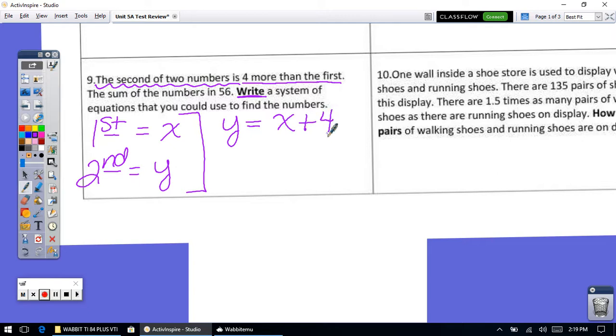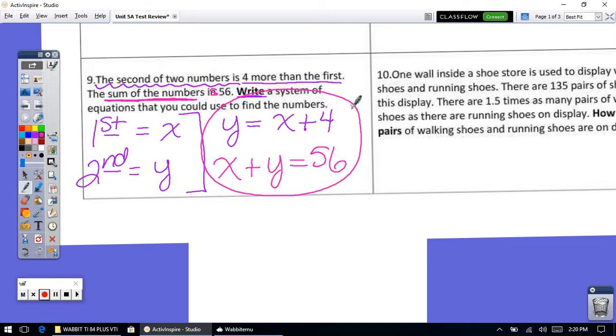There's our first equation. Let's look at our second equation. The sum of these numbers, and there's a typo here, is 56. How do you find the sum? We add them together. So the sum of these numbers is 56. This is our answer. All it wanted us to do was to write a system, and we did.